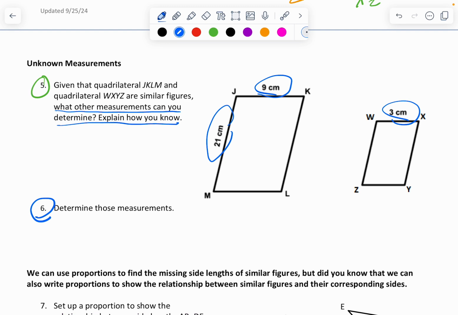So I'm going to ask the substitute to pause the video to give you guys a chance to actually figure out what you're missing on this picture and how to find it. So if you could pause the video now, that'd be great.